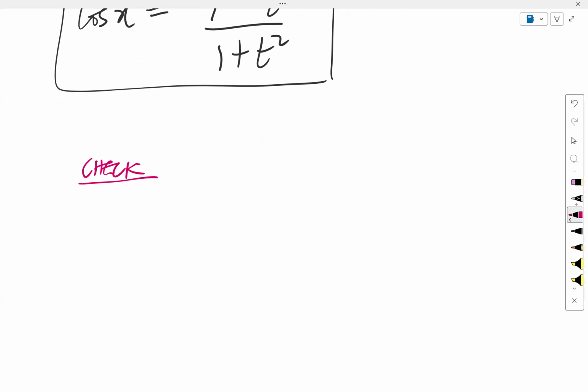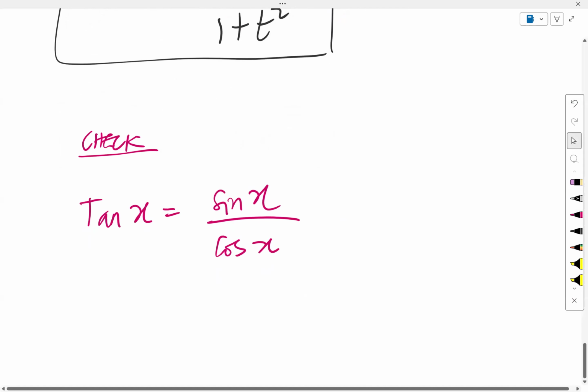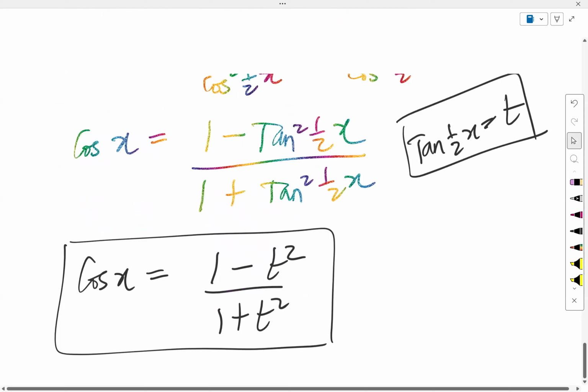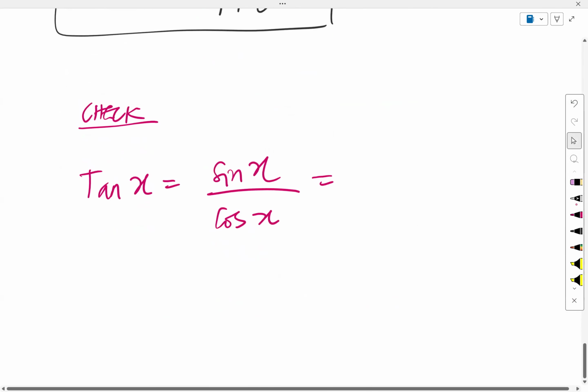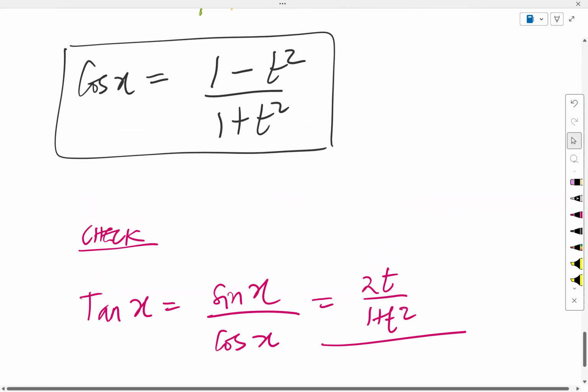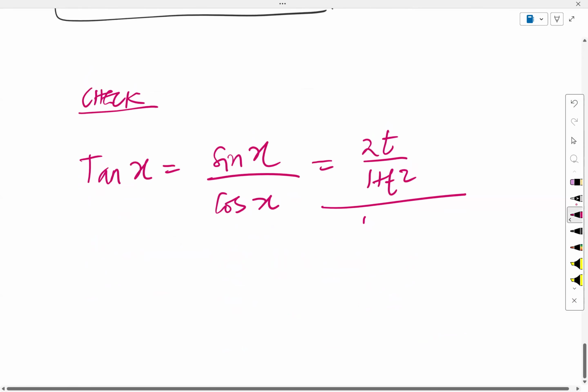So, you have tan x is actually the same thing as sine x all over cos x. And what is sine x? We remember sine x is 2t over 1 plus t squared. Sine x is 2t all over 1 plus t squared, everything divided by cos x. Cos x now is 1 minus t squared all over 1 plus t squared.